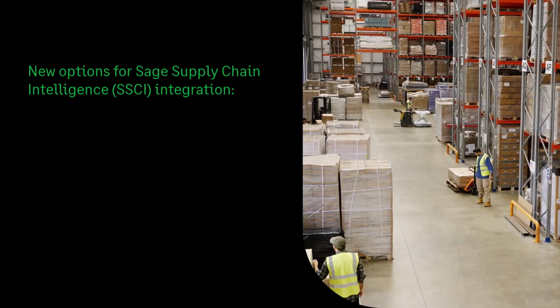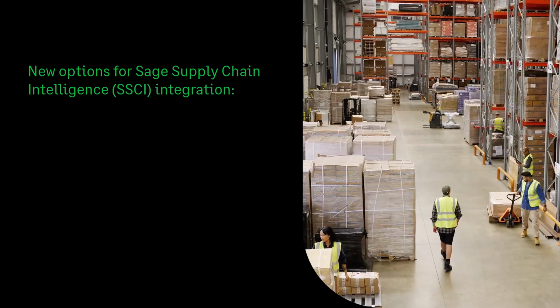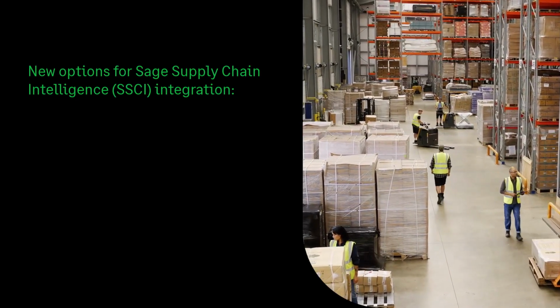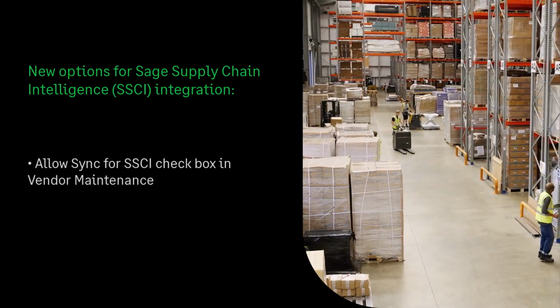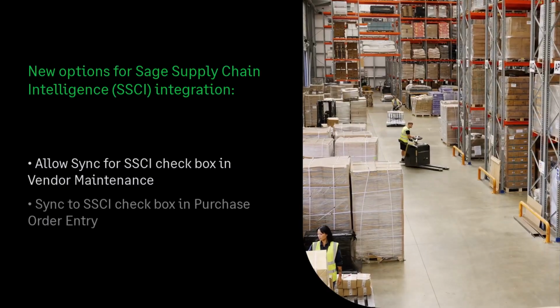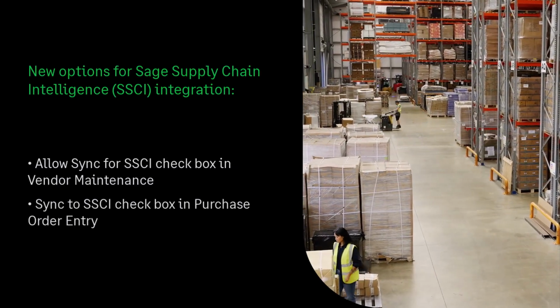New options have been added that enable you to set additional requirements that determine which purchase orders sync from Sage 100 to Sage Supply Chain Intelligence. Allow Sync for Sage Supply Chain Intelligence checkbox in Vendor Maintenance. Sync to Sage Supply Chain Intelligence checkbox in Purchase Order Entry.